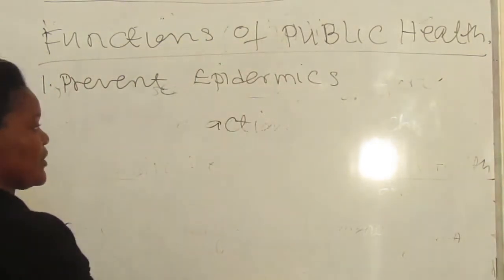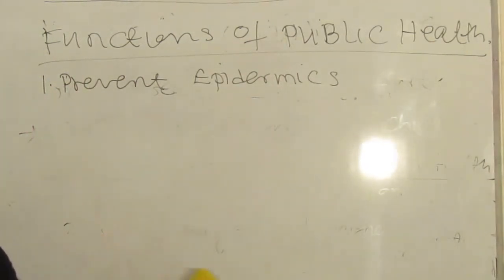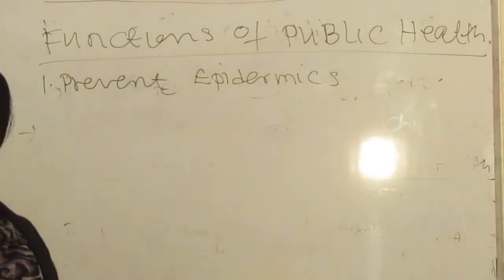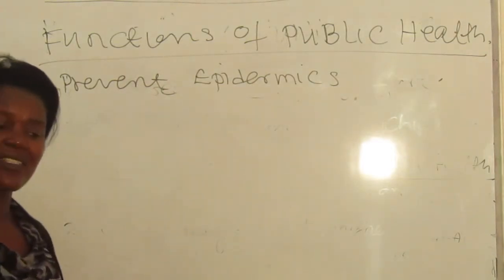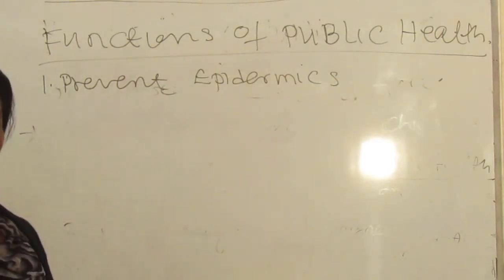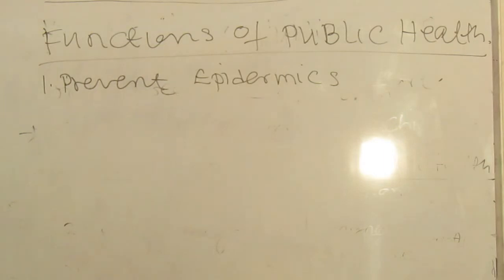Okay, so by preventing epidemics, it means you're preventing before it actually occurs. For example, if it's during the rain season, you start preparing. The drainages in the streets should be cleared, all the dead surroundings should be cleared so that you prevent diseases such as cholera. And also you make sure that you add chlorine to the water so that you drink treated water. So that is one way of preventing an epidemic.